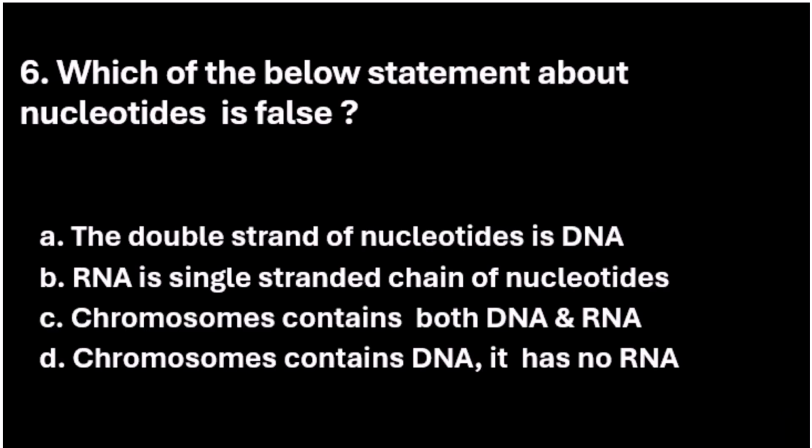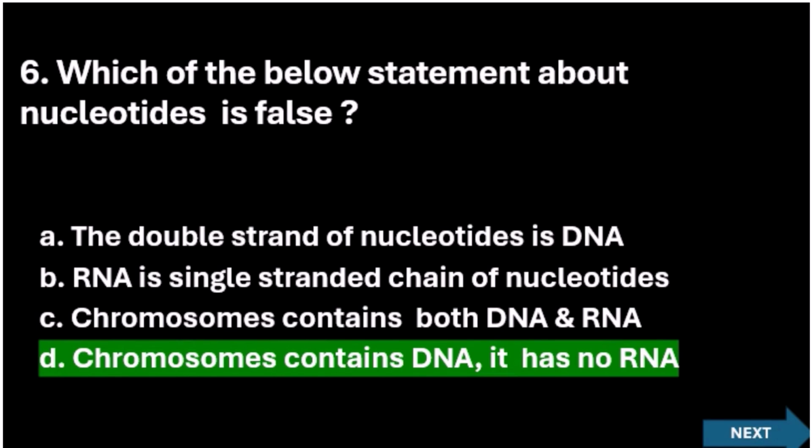Next question. Which of the below statement about nucleotide is false? Option A, double strand of nucleotide is DNA. Option B, RNA is a single-stranded chain of nucleotide. Option C, chromosomes contain both DNA and RNA. Option D, chromosomes contain DNA, it has no RNA. The false statement is chromosomes contain DNA, it has no RNA, because chromosomes contain both DNA and RNA. RNA is single stranded and DNA is double stranded.